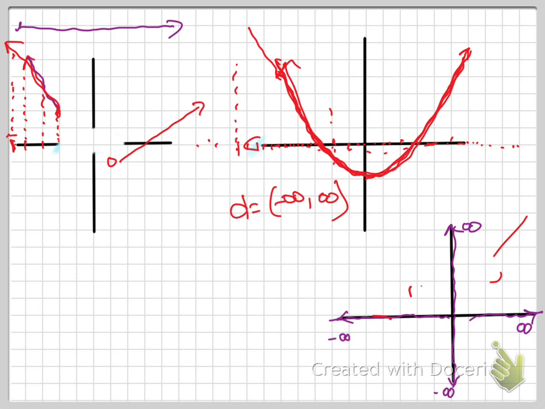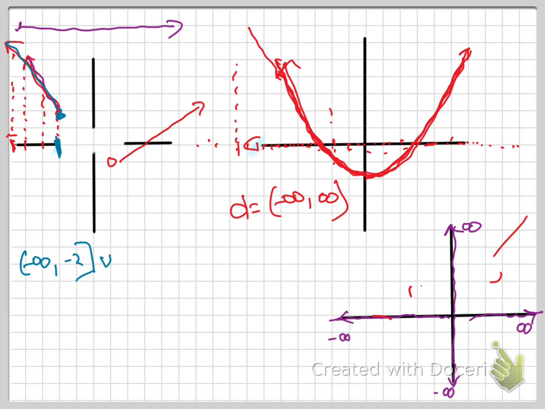In this case, the graph goes to negative infinity, so it starts at negative infinity, but then it stops. Where did it stop? It stopped right here, at negative 2, right? Since it was a closed circle, it includes negative 2. But then am I done, or did the graph pick up again? It picked up again, so we have to use this U.